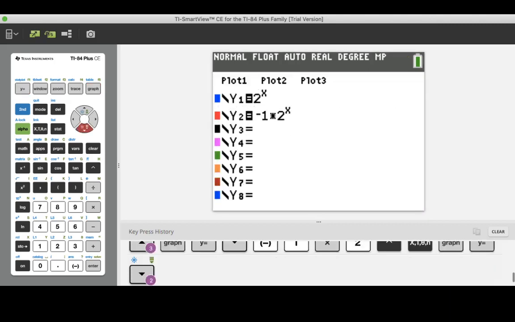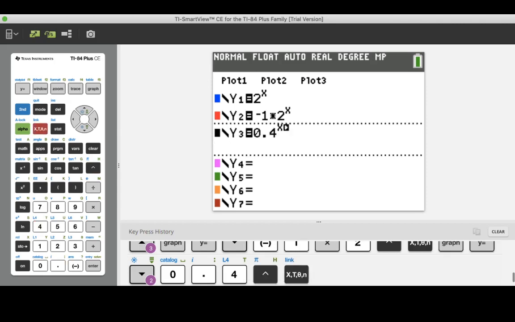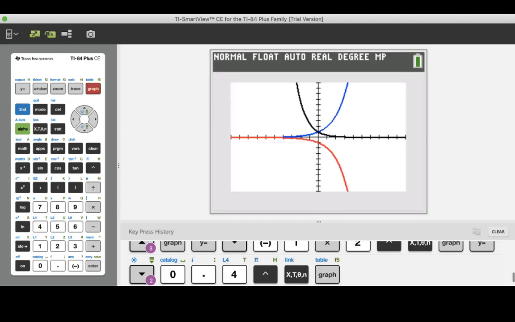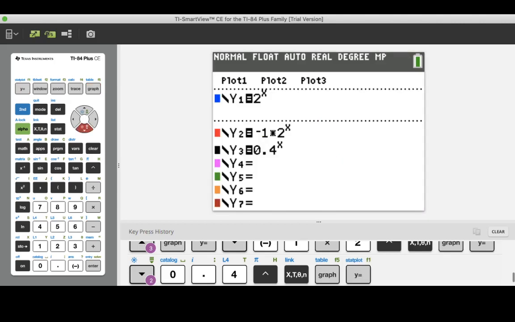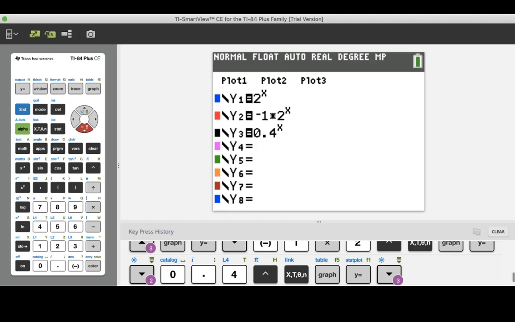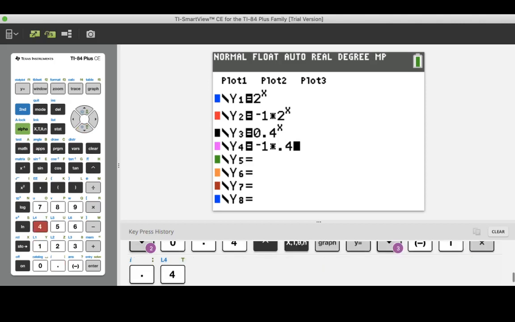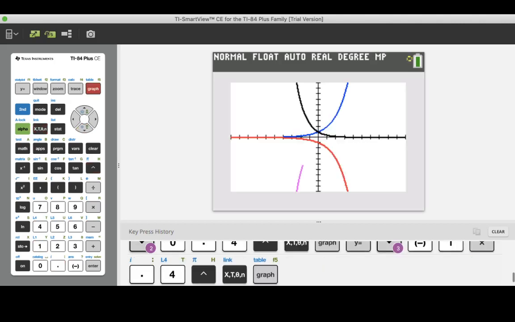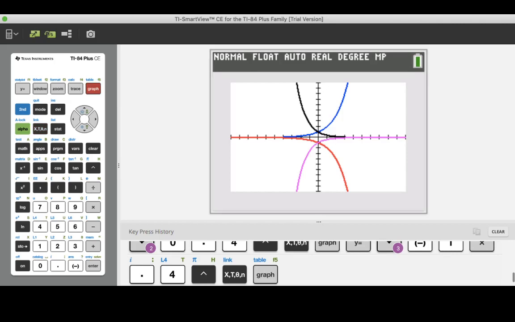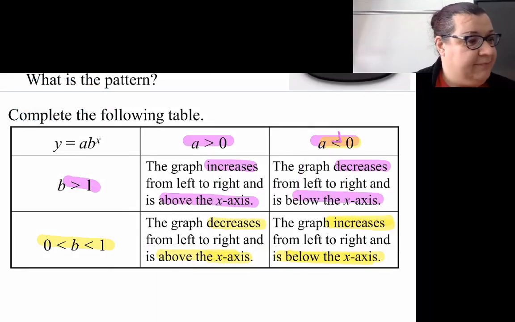If we flip the base to be a fraction or decimal between 0 and 1, so let's say we do 0.4 to the power of x, we are going to get a decreasing function that is above the x-axis. So we're starting high and we're getting low as we move from left to right. Conversely, if we multiply that decreasing function by a negative number, so -1 times 0.4 to the power of x, we are going to be below the x-axis, but it is an increasing function. It is getting bigger. That's what that all means there. Okay?